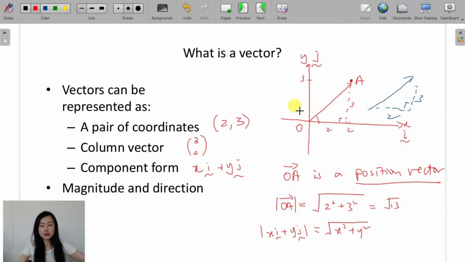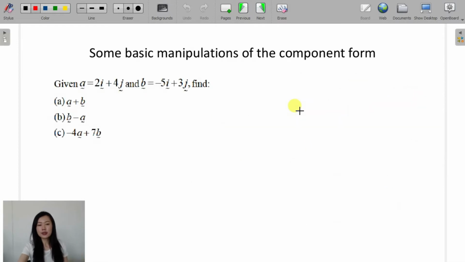All right, so just having a look at an example first. Looking at how to manipulate in the component form, and I want you to see through these examples how similar to algebra it is. Like the I components, you treat them as like terms. The J components, you treat them as like terms. So yeah, you add it like you would in algebra.